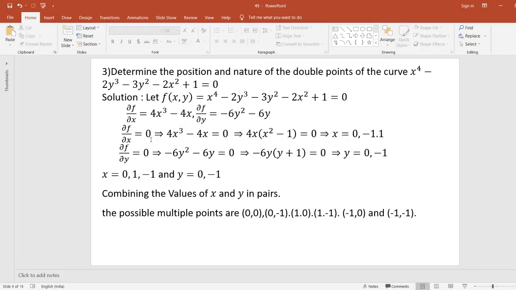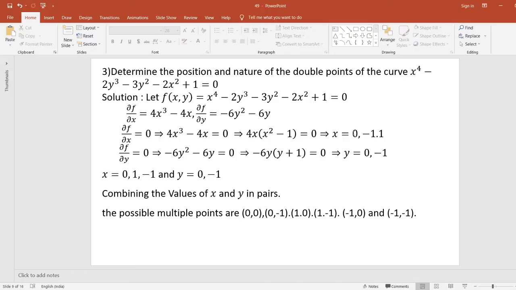Then ∂f/∂x is equal to 0. That implies 4x³ − 4x is equal to 0. Taking 4x as common, we get x² − 1 is equal to 0. That is, 4x is equal to 0, so x is equal to 0. And x² − 1 is equal to 0, that is x² is equal to 1, so x is equal to plus or minus 1.